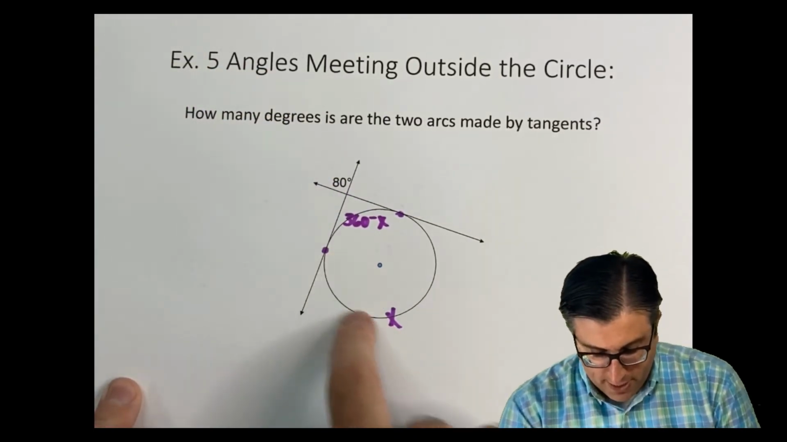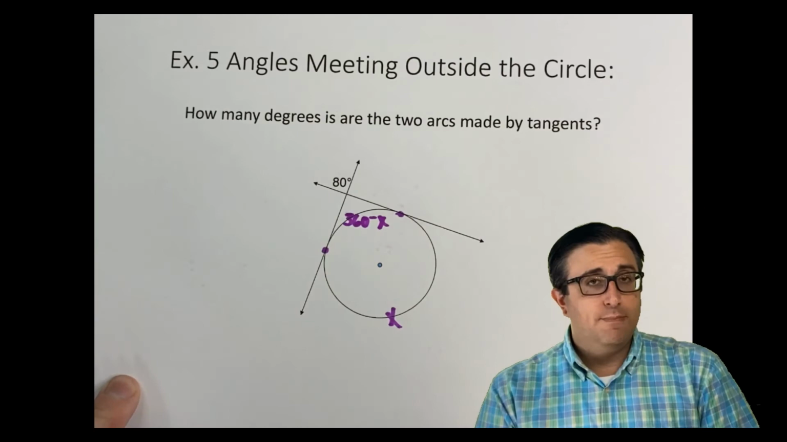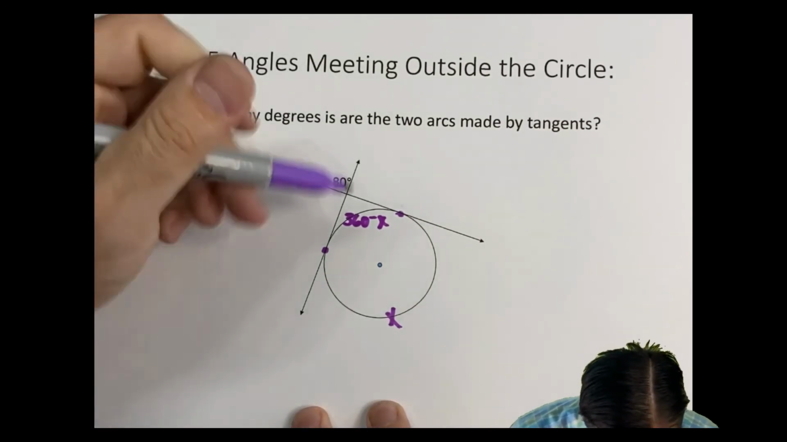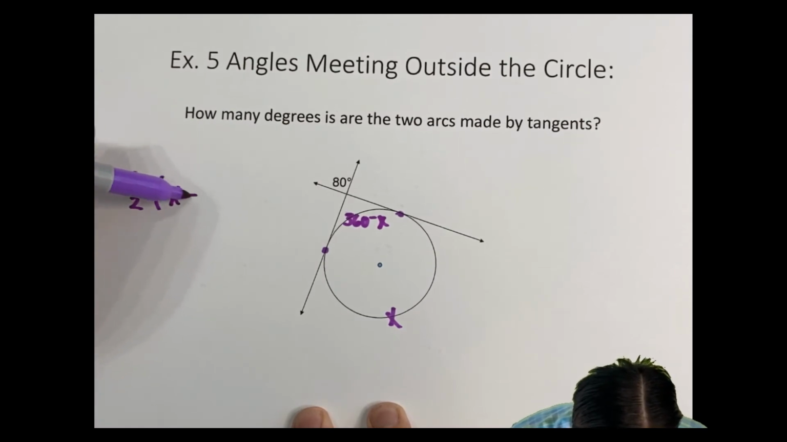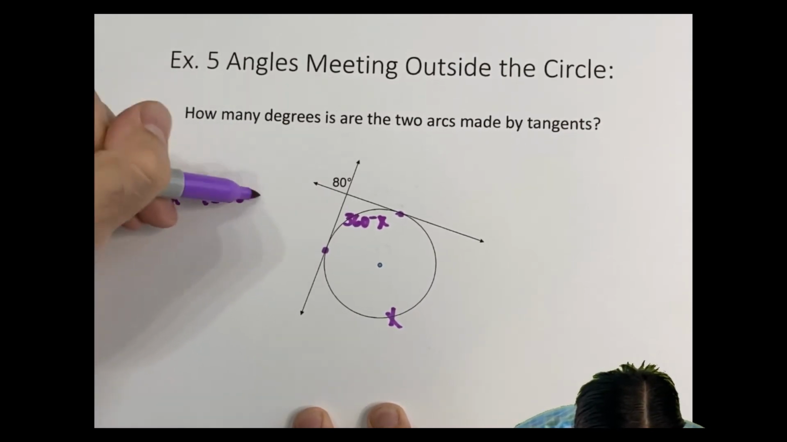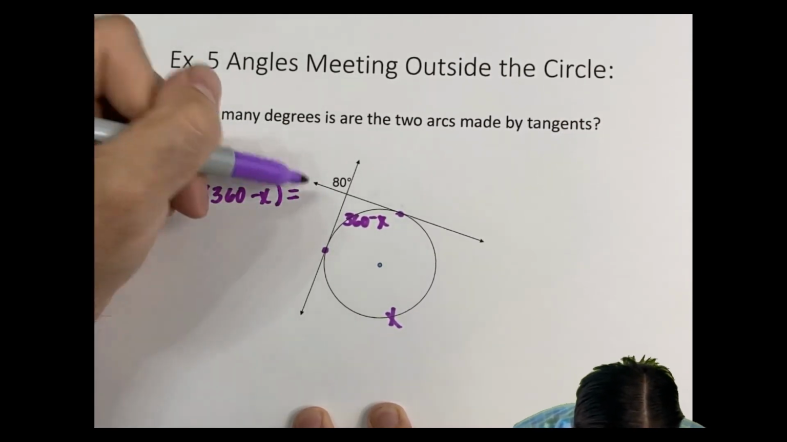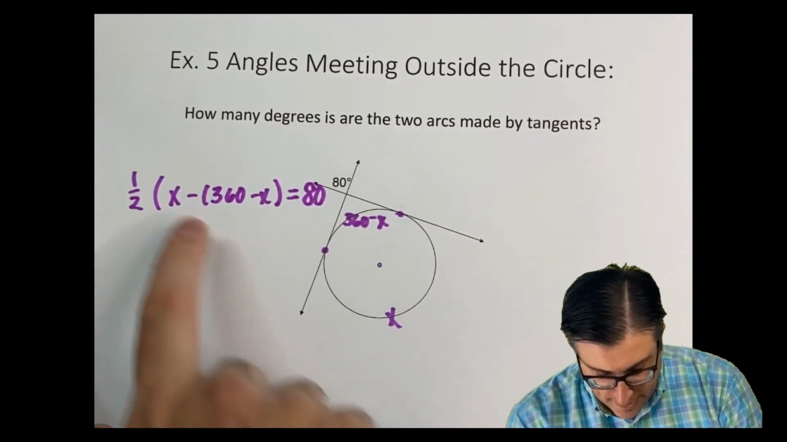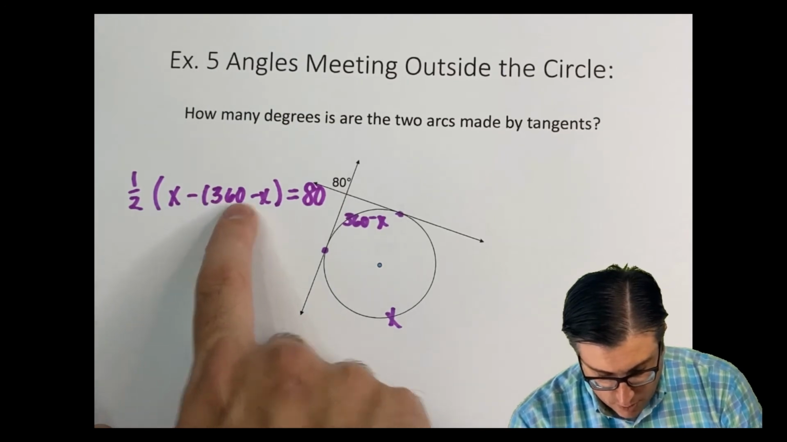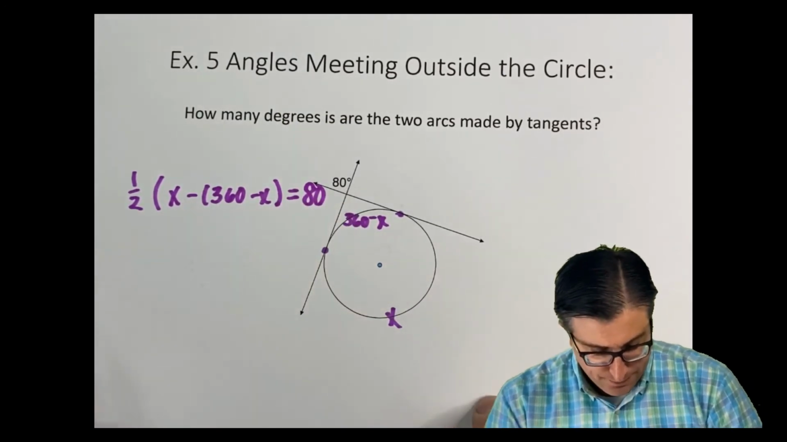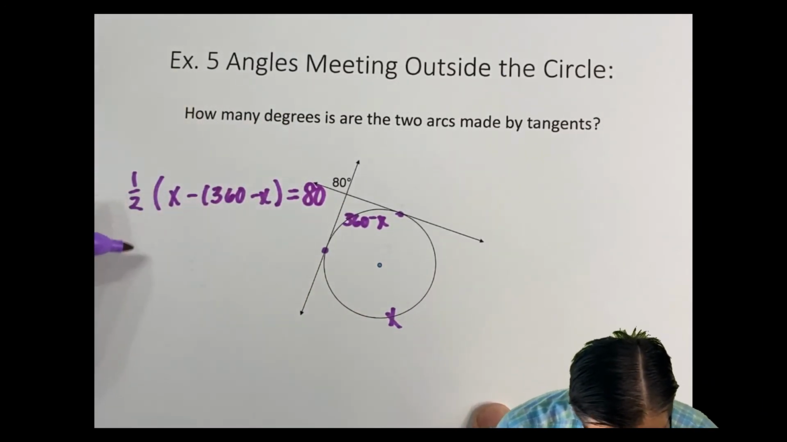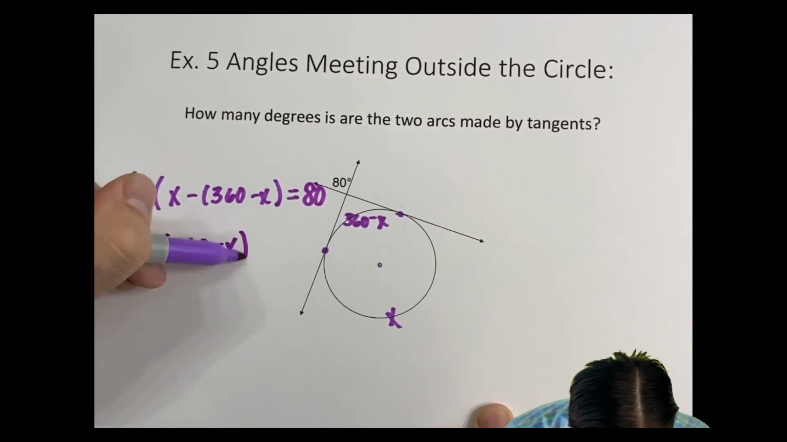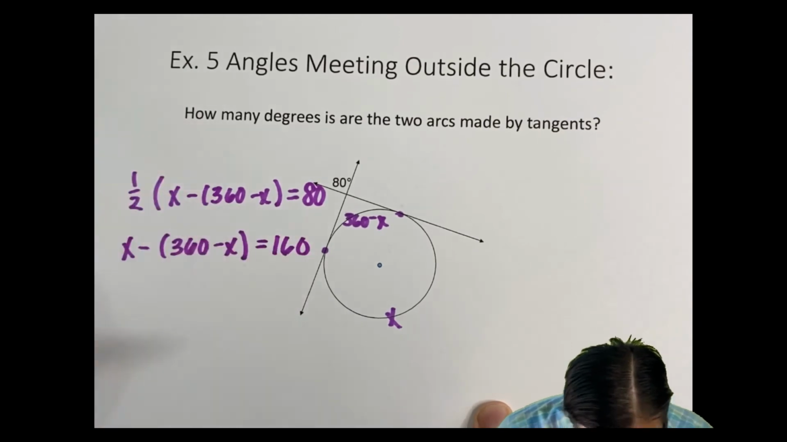So x is the big arc. 360 minus x is the smaller arc. 1/2 big arc minus small arc equals the angle of 80 degrees. 1/2 big arc minus small arc equals 80. Get rid of this half by multiplying. x minus (360 minus x) equals 160.